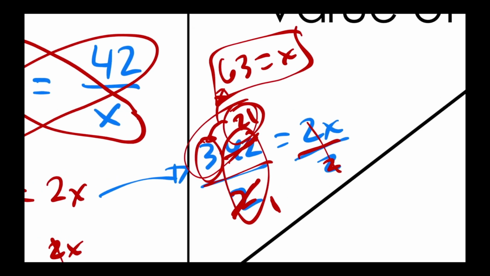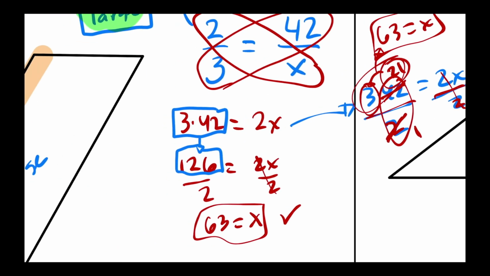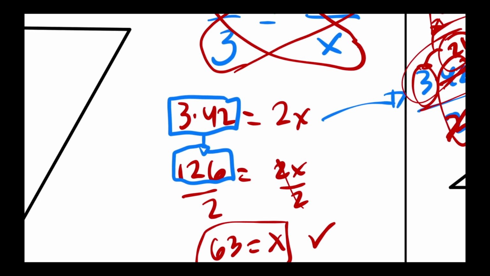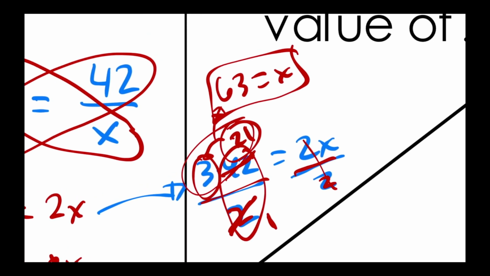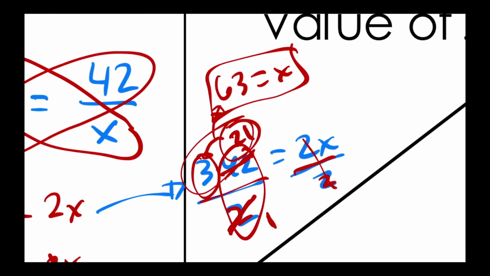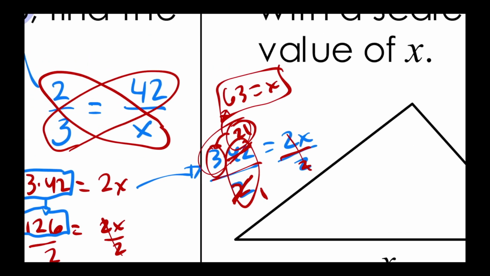If you're not comfortable canceling out this way, then don't do it. Just do this and use your handy dandy calculator. But if you are comfortable, this is a great way to do it, so you don't have to get big numbers. Good job. Good job. I like that.